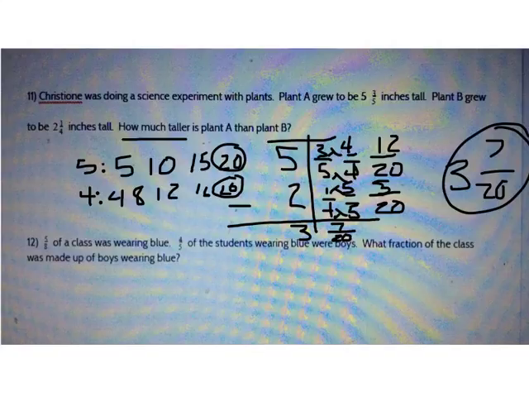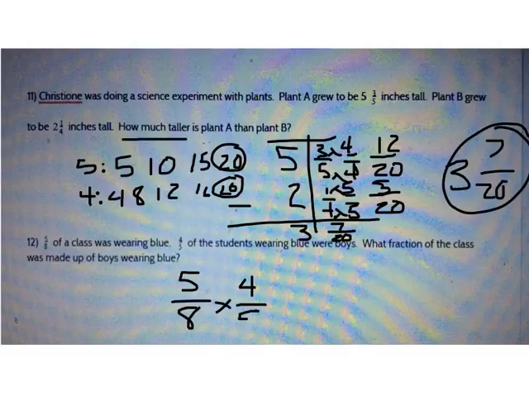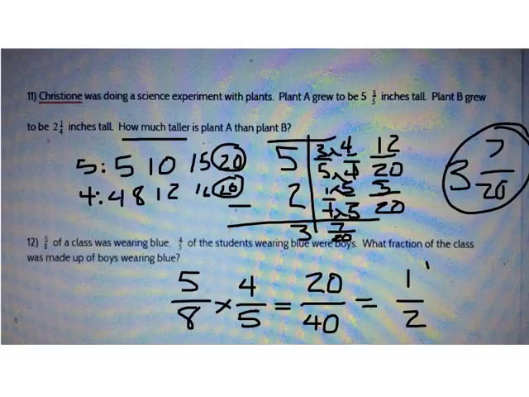5/8 of the class was wearing blue. 4/5 of the students wearing blue were boys. What fraction of the class was made up of boys wearing blue? What operation do I need to solve this problem? I need to multiply. I'm finding a fraction of a group. 5/8 times 4/5. What's 5/8 times 4/5? 5/8 times 4/5 is 20 over 40. I could simplify that to 1/2.